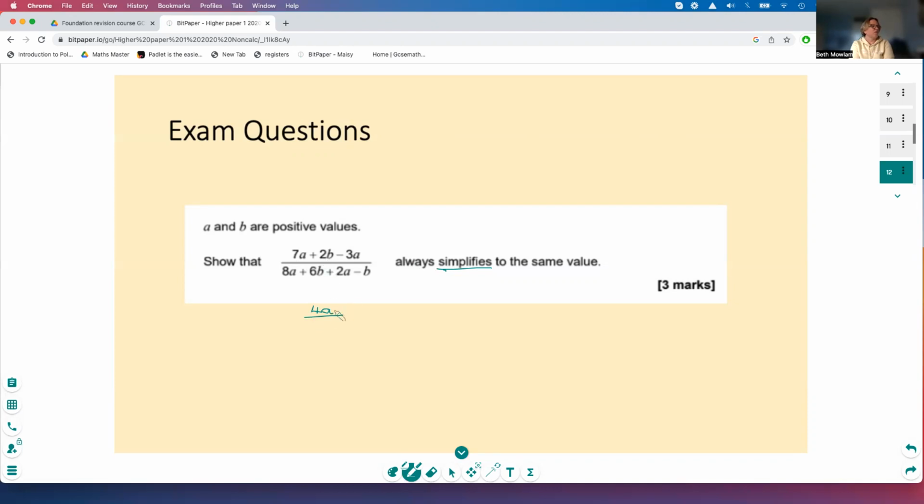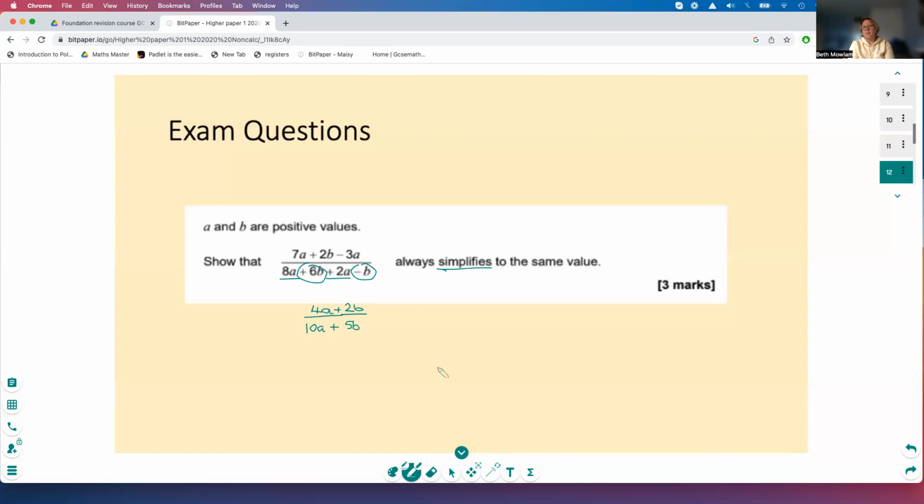We've still got plus 2b. So on the top, we've got 4a plus 2b. On the bottom, we've got 8a plus 2a, so that is 10a. I've got 6b minus b, so that's plus 5b.